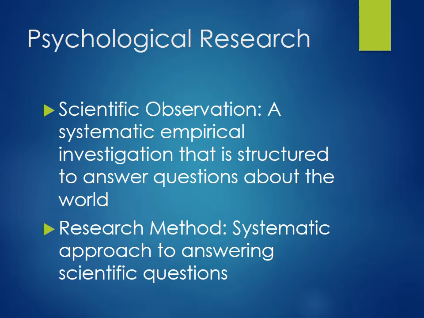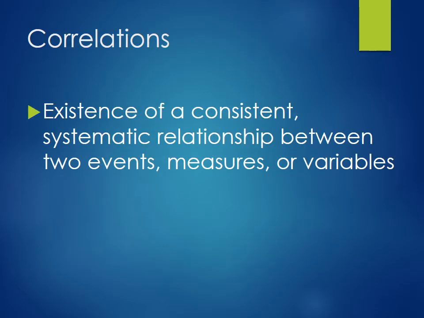So, research, scientific observation, a systematic empirical investigation that is structured to answer questions about the world. Research method, systematic approach to answering those scientific questions. So, correlations, you have a scatter plot, and then you'll have a chart, and eventually you'll have a correlation coefficient. We went through this stuff in the very beginning of the year, so that's why we need to go over it again. So what do correlations tell us? That there is an existence of a consistent, systematic relationship between two events, measures, or variables.